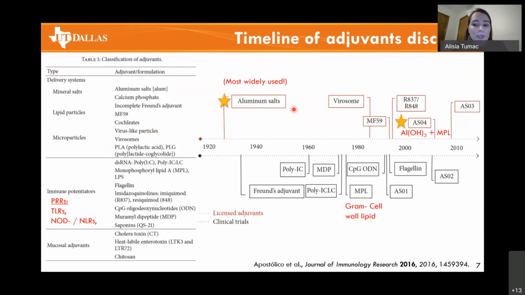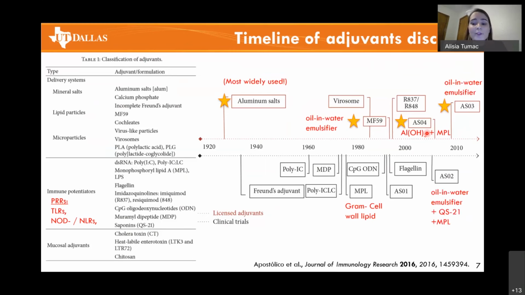They can also be combined with another type of adjuvant, monophosphoryl lipid A, which is a gram-negative cell wall lipid, which by itself is not as great as an adjuvant. As you can see, it's still in clinical trials, even though it was discovered in the late 1970s. In combination with aluminum salts, it can prove to be a great adjuvant. And we will see that this is a pattern that repeats with other types of adjuvants. You can also have oil and water emulsifiers, such as MF59 and Adjuvant System 3, which act similar to aluminum salts in a way.